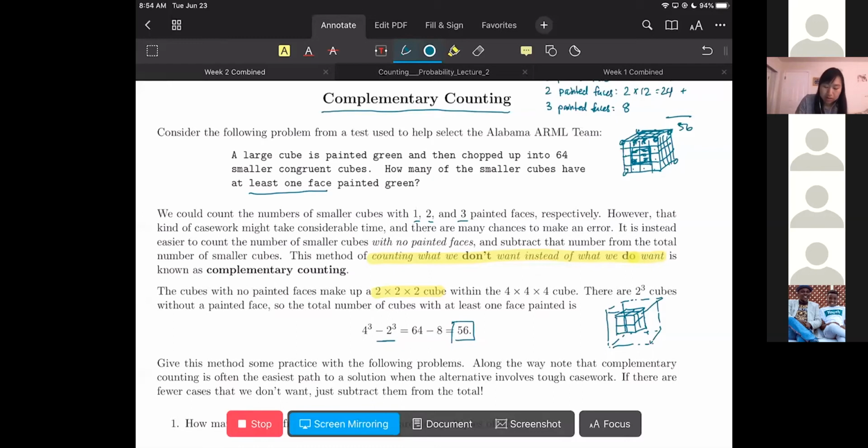And so these notes, you can refer back to them. They're in the PDF that I shared on Piazza. But here, let's do a couple other questions.